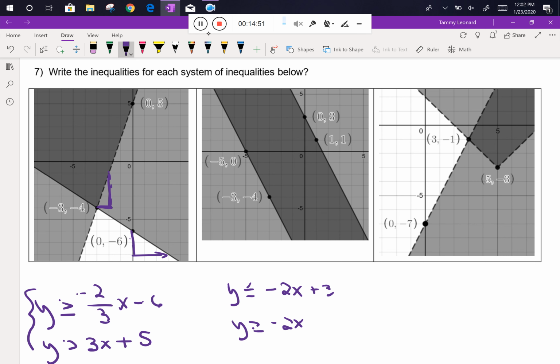So I'm going to switch over to point-slope form and just pick one of the points on that line. So maybe y minus -4, so plus 4, is greater than or equal to -2 parentheses, x minus -3, so that's plus 3.